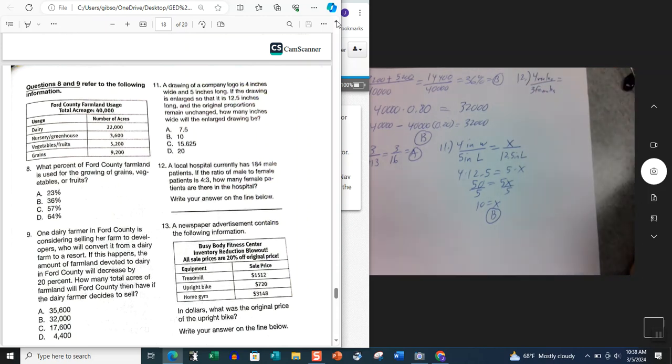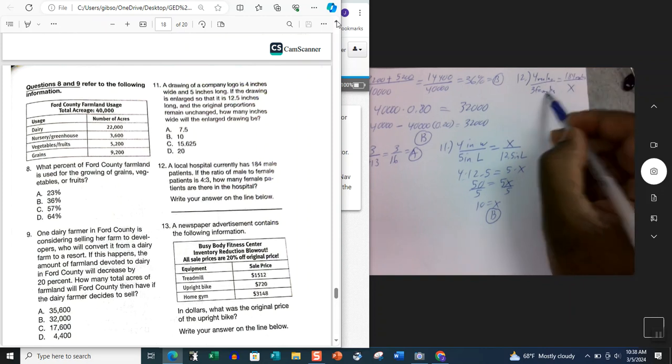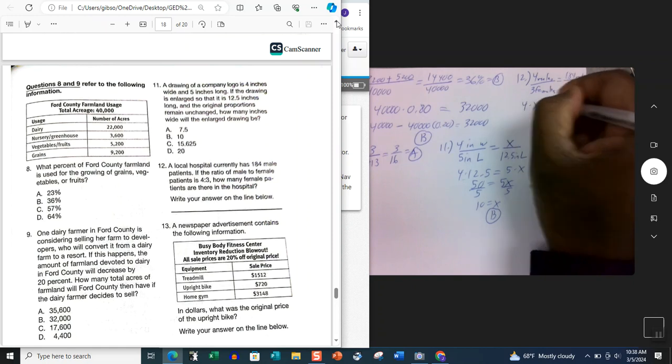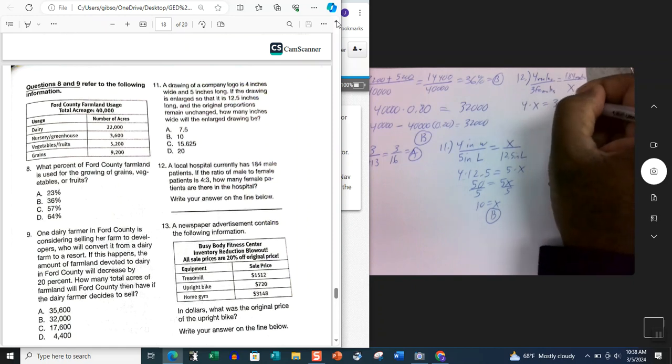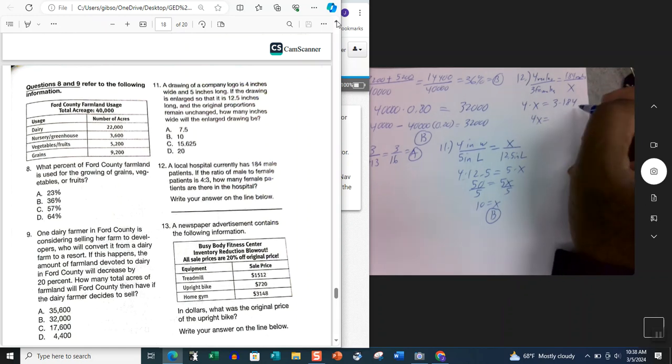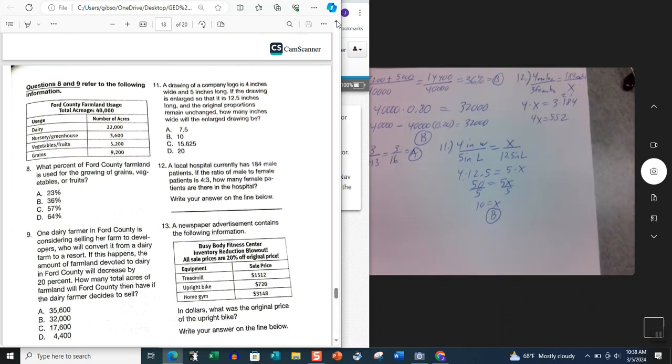All right, so they told us we have 184 males. So we're looking for females. So we got male to male, female to female. Now we do our cross multiplication. 4 times x is equal to 3 times 184. So it'd be 4x is equal to 3 times 184. That's 12. Carry a 1, 25. Carry a 2. That'll be 552.